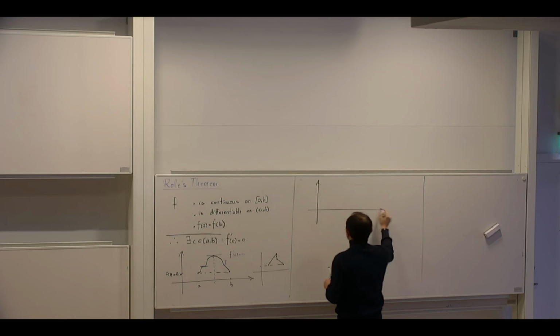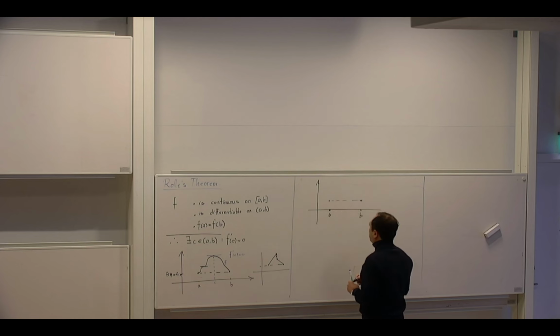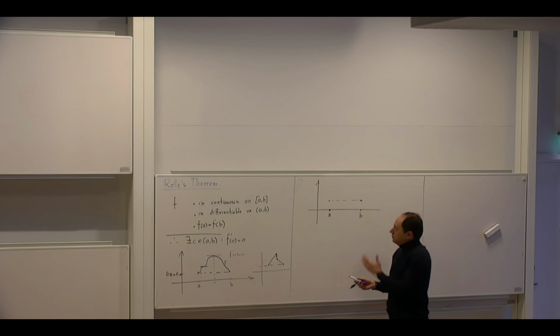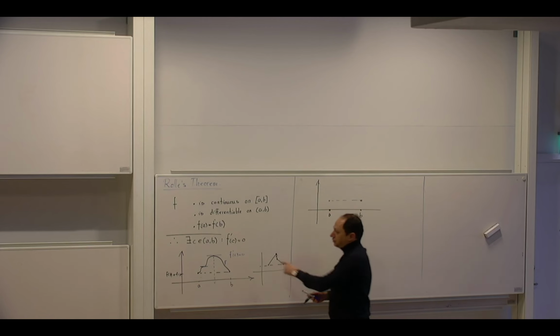So, for example, I want to keep this A and B, and I want to keep the heights the same. So wherever I start, I want to end up the same way. I want to keep continuity, and I want to relax differentiability, and I want to show you intuitively that there is no guarantee that I can find such a C.